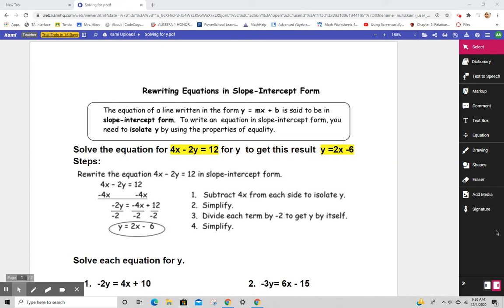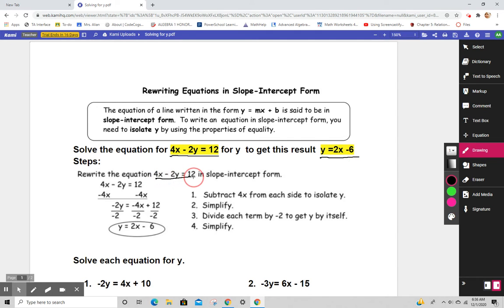Hi everyone. In this lesson, you're going to learn how to solve an equation for y. For example, you're going to take an equation that looks like this, and you're going to rewrite it in terms of y so it looks like this. Okay? And this one has already been done for you.